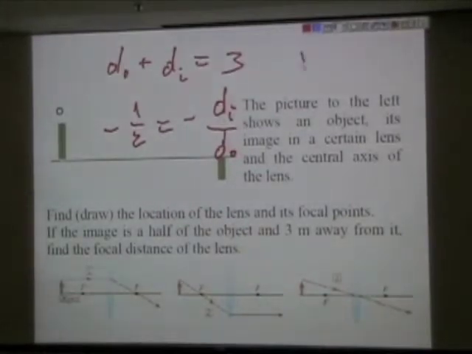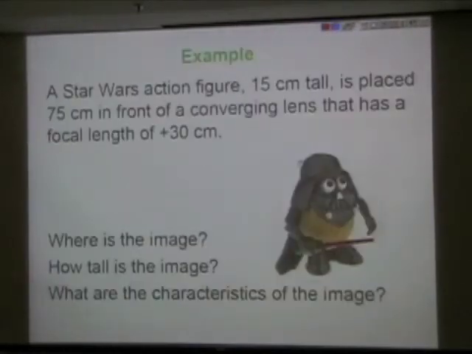Plus, we can write another equation for focal point. And that answers all possible questions. We can calculate the object distance, image distance, magnification, focal distance, everything. Good exercise to do at home.